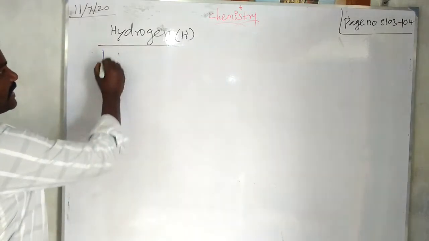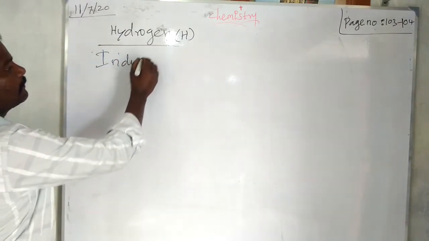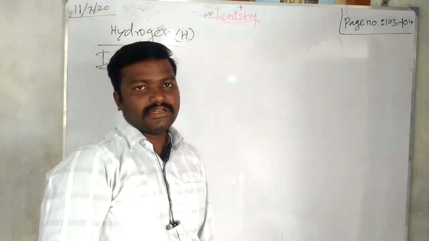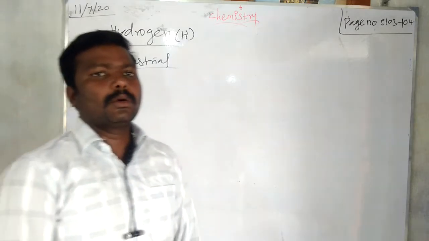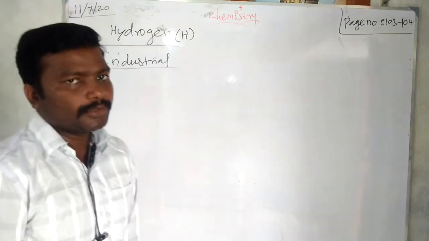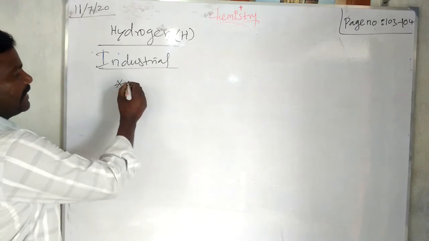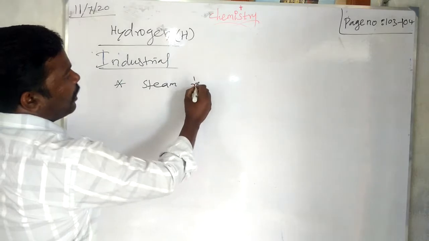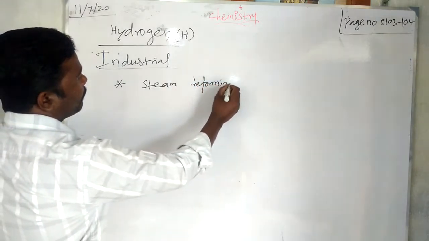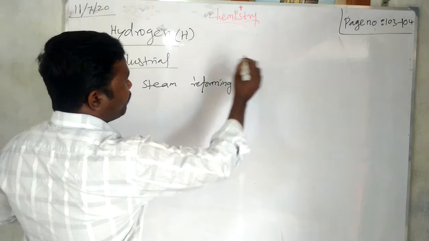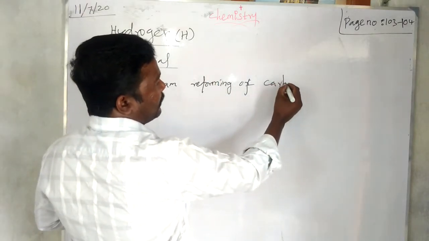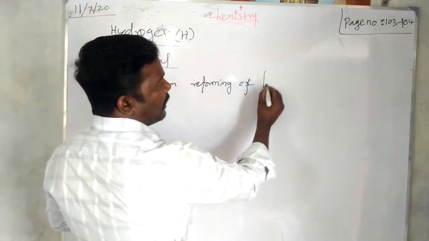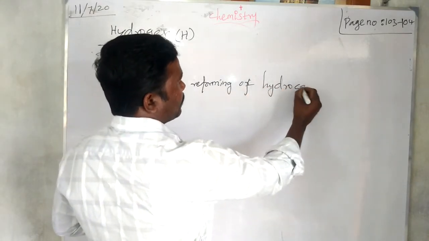So in industrial preparation of hydrogen, in industry we will prepare large quantity. Now for that, the following method we are going to use. The name of the method is steam reforming of hydrocarbons. Reforming of hydrocarbons.